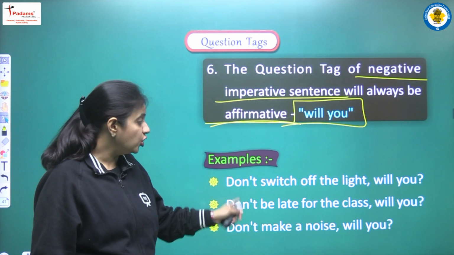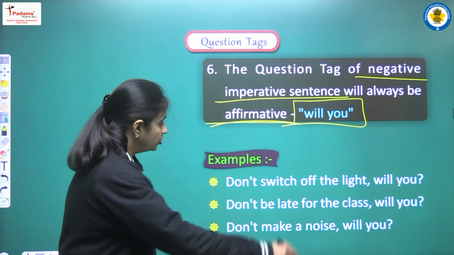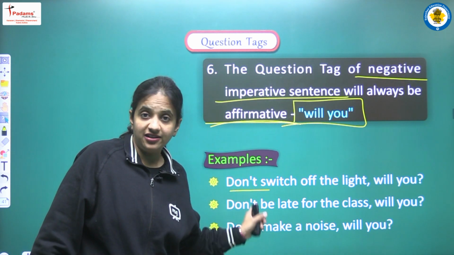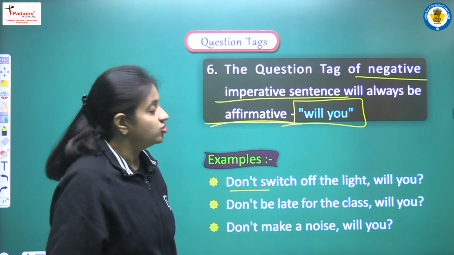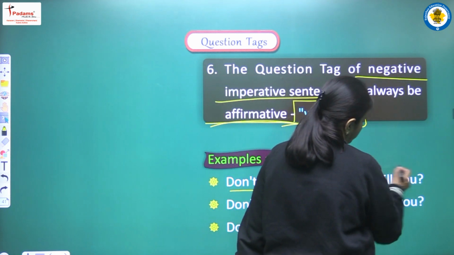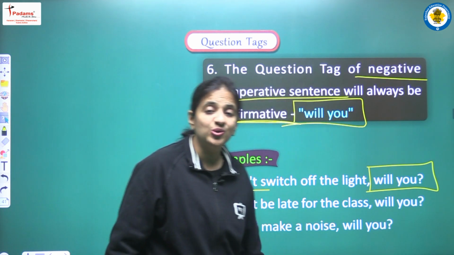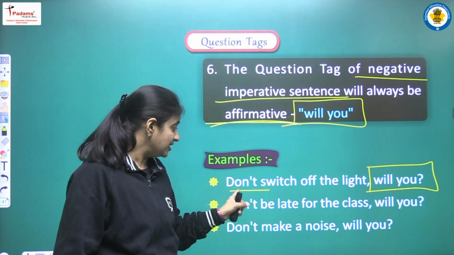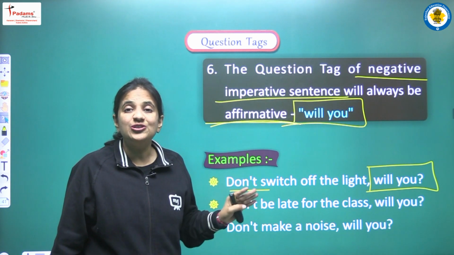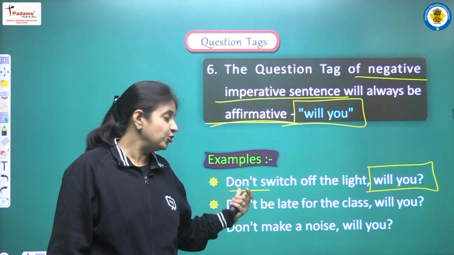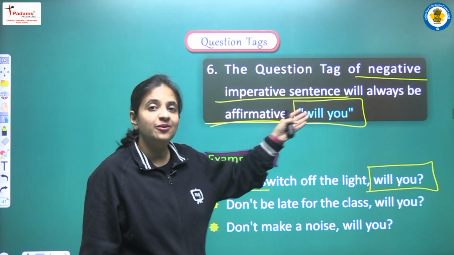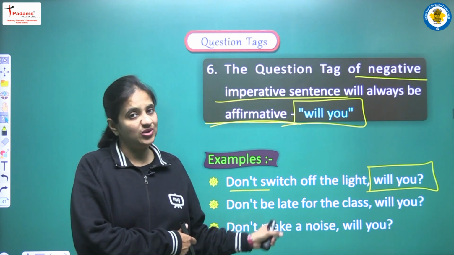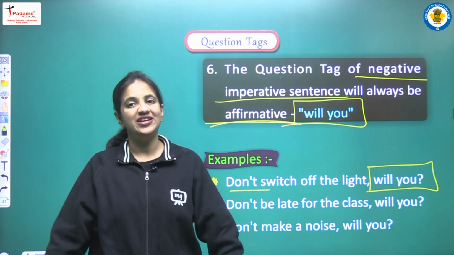We have: don't switch off the light. Because we have don't, we can say that this is a negative imperative sentence. So the question tag will be positive, that is will you. And one more thing you have to be careful about here, students: yes, we have don't, but don't get confused that do is the helping verb and we can make the tag like do you. No, it's an imperative sentence. So just read the sentence very carefully.